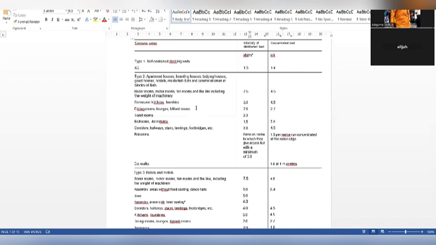It makes sense actually. If you're going for 3.0, I was hoping you would ask me why not 3.0, because you can see corridors there. You can see hallways there. You can see stairs there. You can see landings there, and you can see footbridges there.